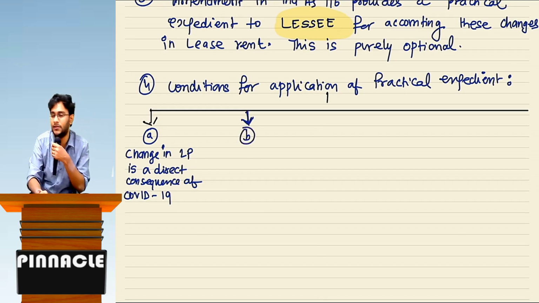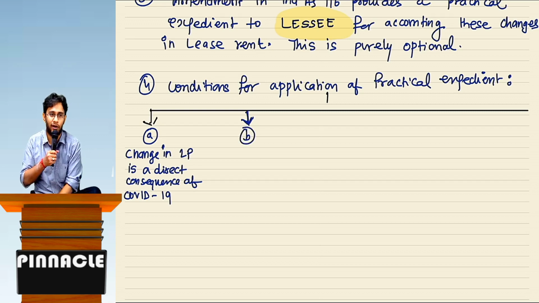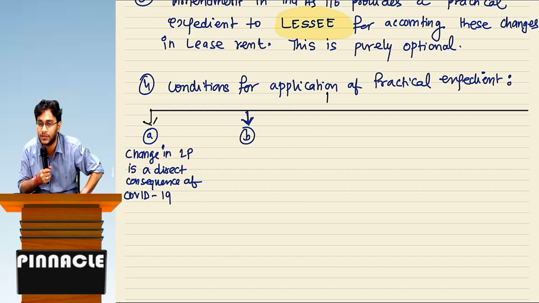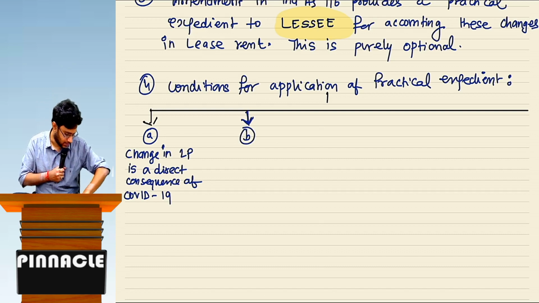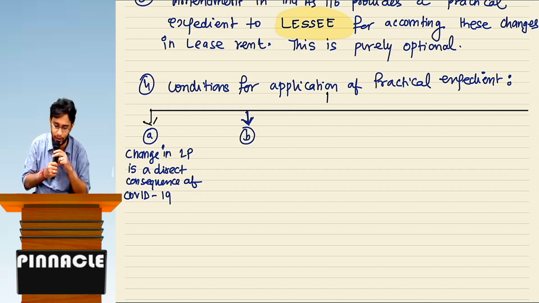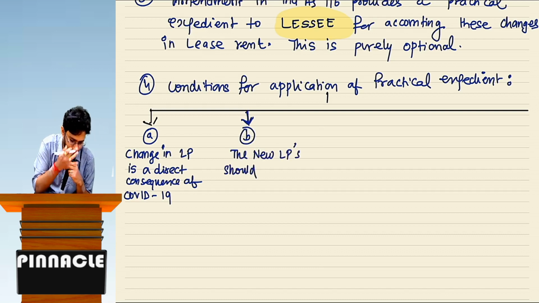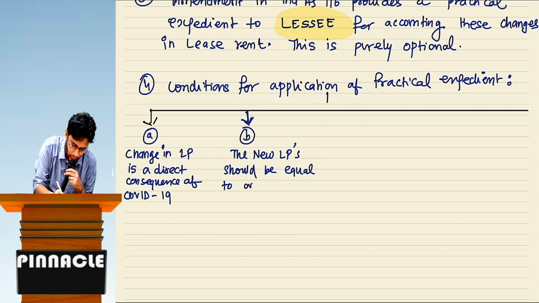So indirectly what he is saying is, even before COVID was there or after COVID went away, if you make any modifications, you are not covered under this practical expedient. So you have to make sure that whatever adjustment is happening in your lease rent structure is purely because of the COVID-19 pandemic. Second one, the new lease payments should be equal to or less than the original lease payments.